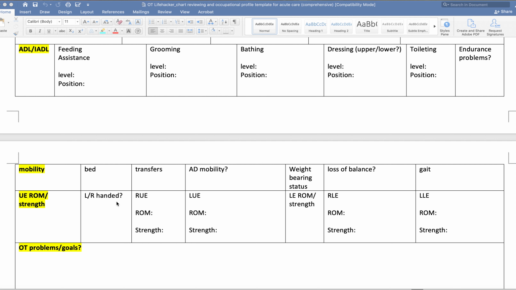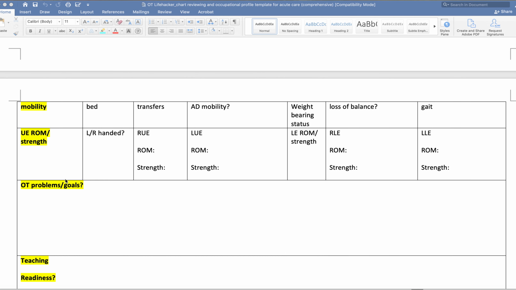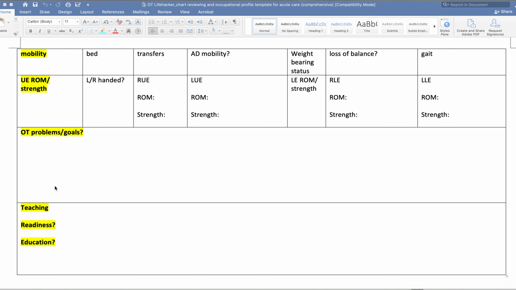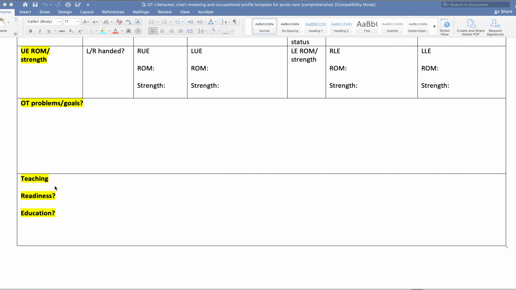Are they left-handed or right-handed? And then what is their right upper extremity strength? What is their left upper extremity strength? The range of motion. And then the goals. So OT problems and goals, and then their level of teaching readiness and education.